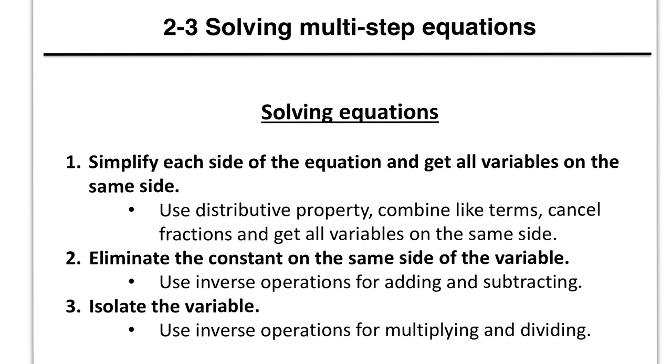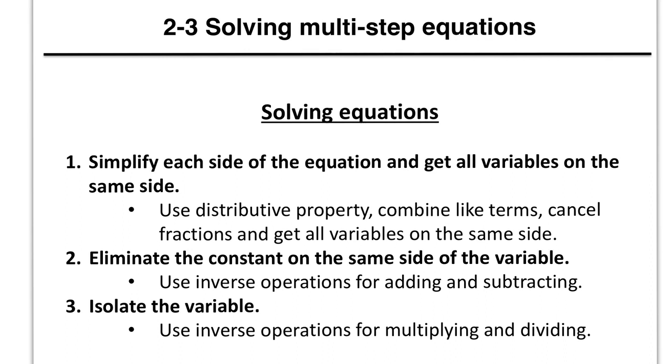Now, how do I do that? Well, when I look at the equation, remember that the equal sign divides the equation into two parts, the left side and the right side. So I need to use the distributive property whenever I can. If I have parentheses, I have to distribute the number outside. I have to combine like terms: an x with an x, a y with a y, those are like terms. And I can cancel fractions, if I have any, by multiplying by the denominator, and we'll talk about that in this video. And we want to get all the variables on the same side. That's step number one.